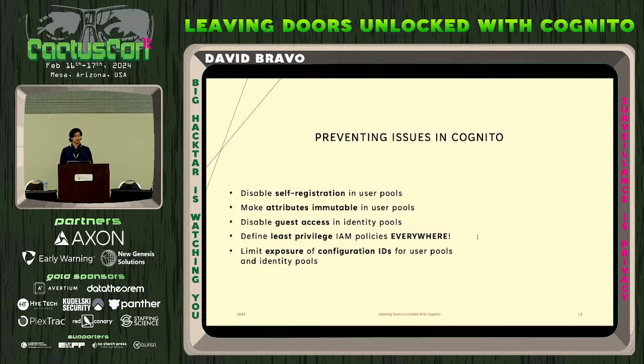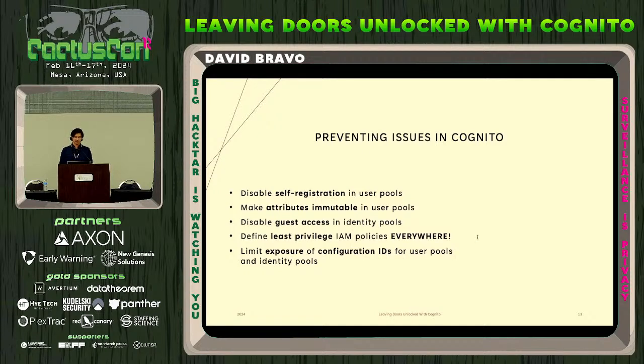Lastly, disabling guest access in identity pools. So let's say you have an identity pool and it doesn't have a good business use case for users to interact with it without authentication, unauthenticated. Make sure you disable that. If there's no good reason to have these features in, just try to disable them.